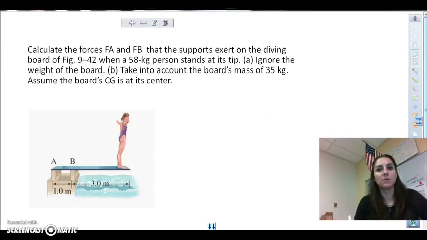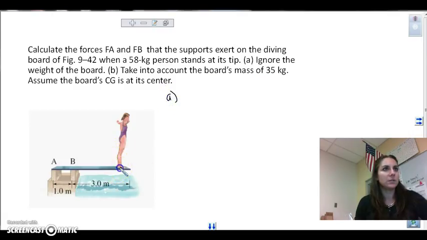Okay, I'm back. I grabbed the other problem. This is a statics problem. Again, we're going to use torque, another way to use torque. In this problem, we have a person at the end of a diving board, and we're looking for the forces at A and B. First, we'll ignore the mass of the board, and then we will include it. So let's start with part A.